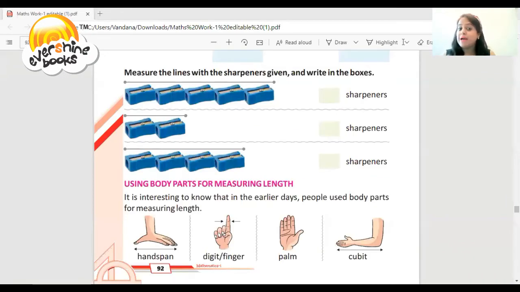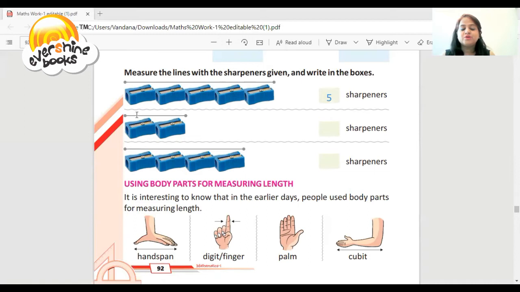Now, students, measure the lines with the sharpeners given and write in the boxes. This is your one line, and this is your starting point of the line, and this is your end point. So just count the sharpeners. How many sharpeners are there? 1, 2, 3, 4, 5. It means one line is about 5 sharpeners. Okay, got it? So just write here 5 sharpeners.